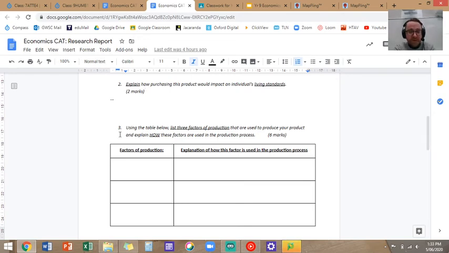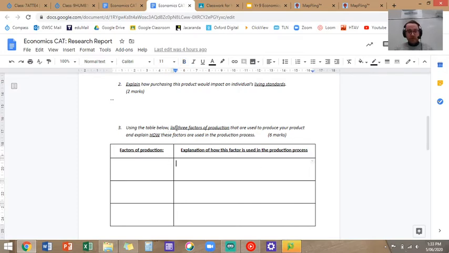Alliteration. Question 3. Using the table below, list 3 factors of production that are used to produce your product and explain how these factors are used in the production process. So obviously I will get 3 marks for listing 3 factors, and then I'll get another 3 marks for explaining how they are used in the production process. So if I was doing t-shirts or clothing, and I said, well, you need cotton because that's actually what the t-shirts are made of. If I just wrote cotton and I wrote nothing there, I'd only get 1 mark.